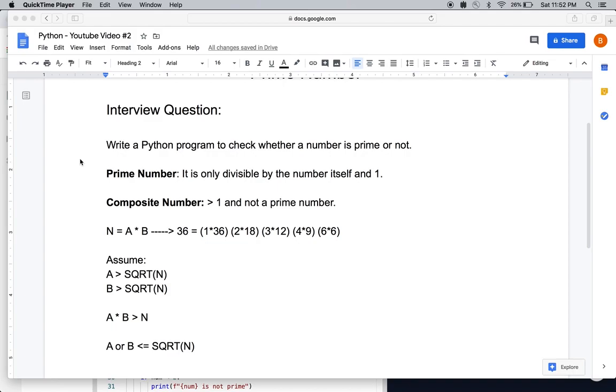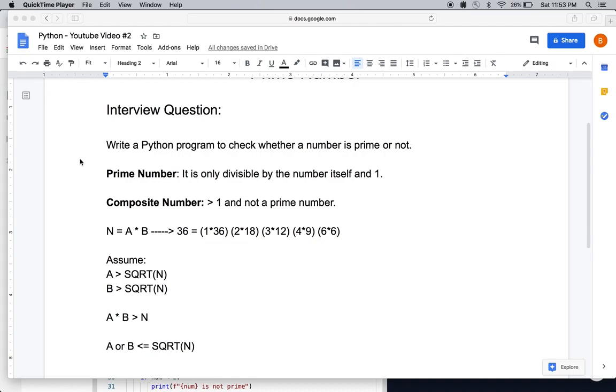Okay, now let's jump into the question. The question that we're looking at today is: write a Python program to check whether a number is prime or not. If you can remember your school days mathematics, a prime number is only divisible by itself and the number 1, and it's not divisible by any other number.